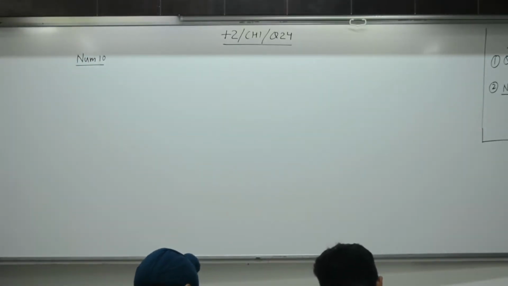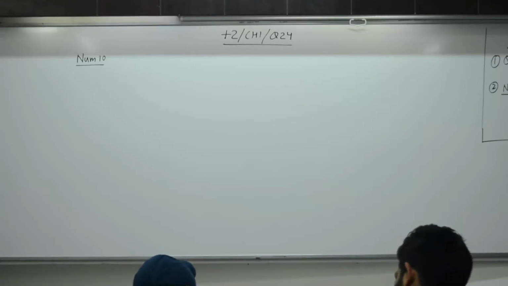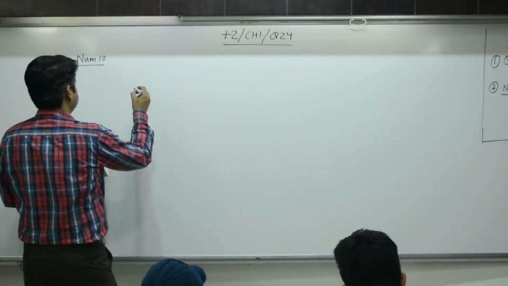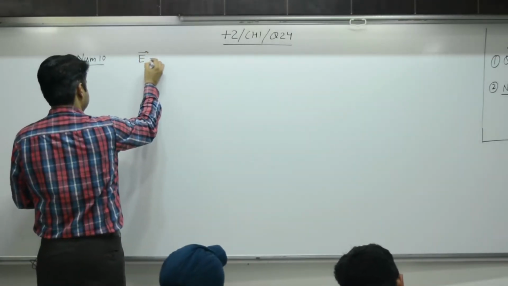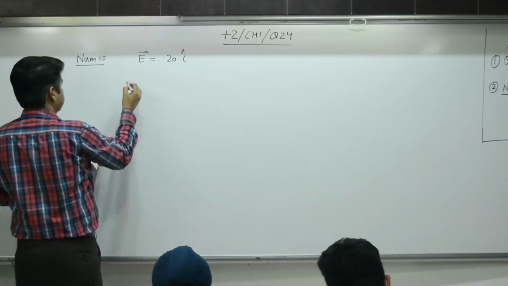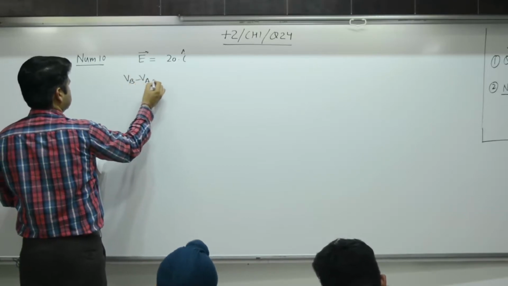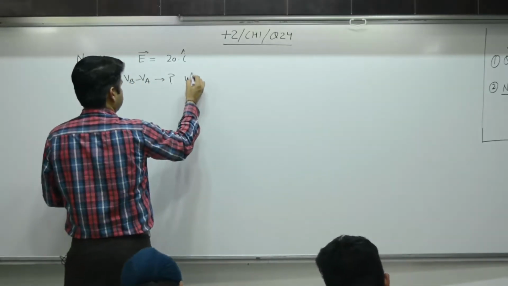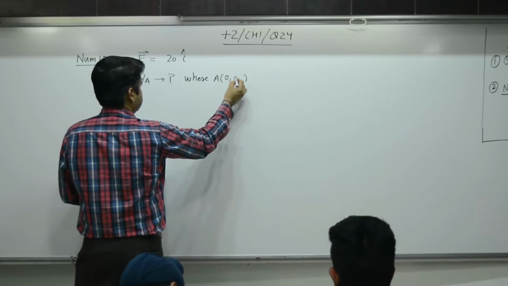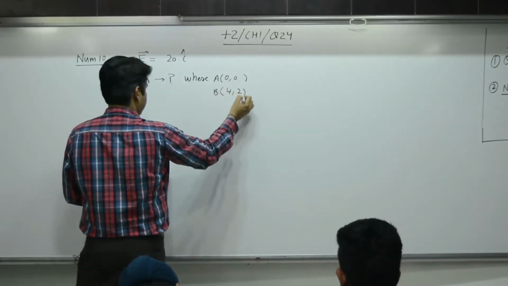Question is, an electric field of 20 Newton per coulomb exists along the x-axis. E is given. Calculate the potential difference VB minus VA where the coordinates of A and B are given. I will solve only part 1. Given, E is equal to 20 Newton per coulomb along x-axis. Find VB minus VA where coordinates of A are 0, 0 and B are 4, 2.